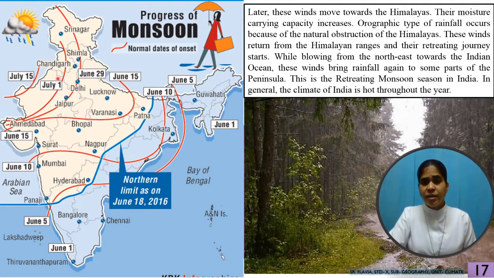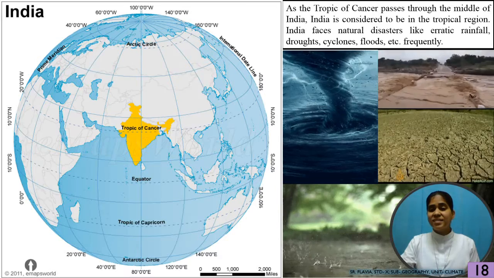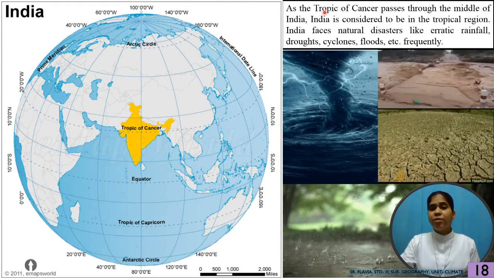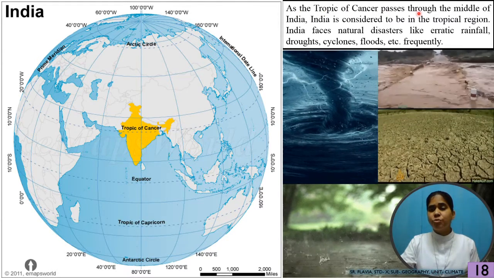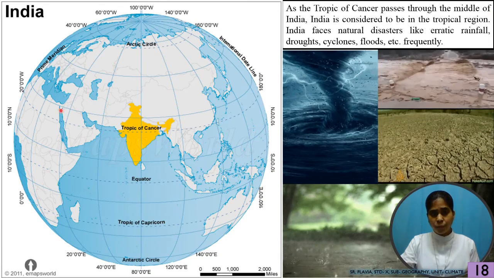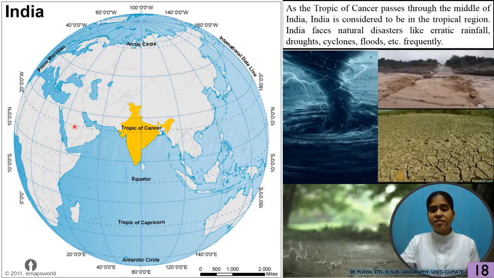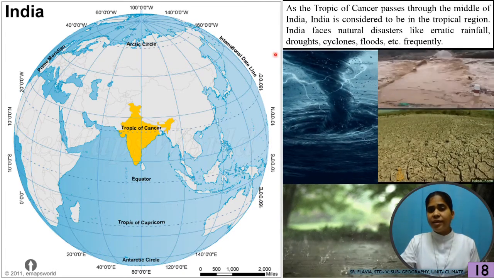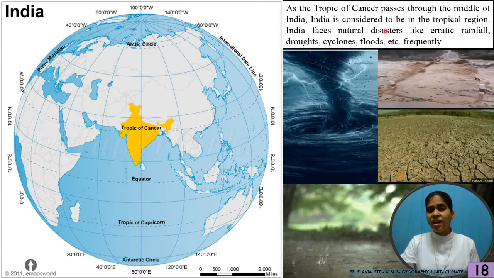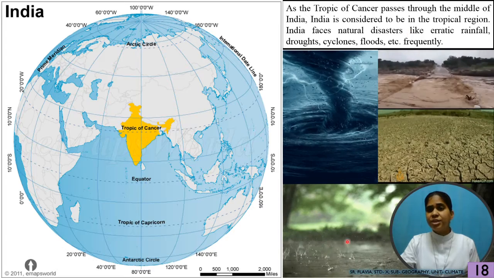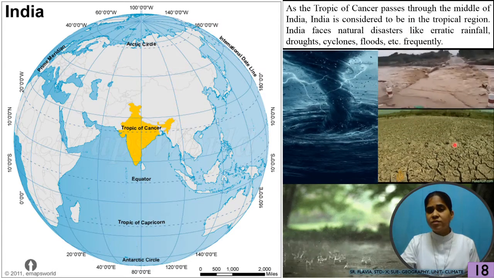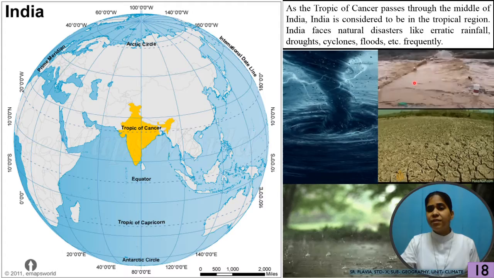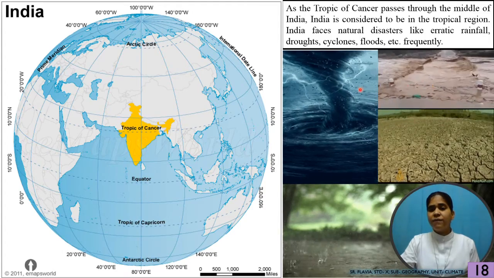In general, the climate of India is hot throughout the year. Let us continue. As the Tropic of Cancer passes through the middle of India, India is considered to be in the tropical region. India frequently faces natural disasters like erratic rainfall, droughts, cyclones, floods, etc.